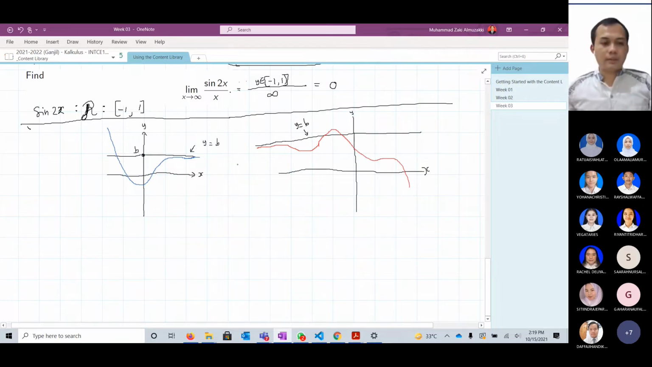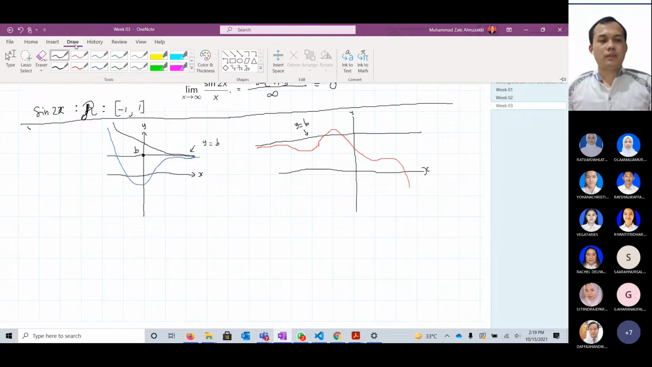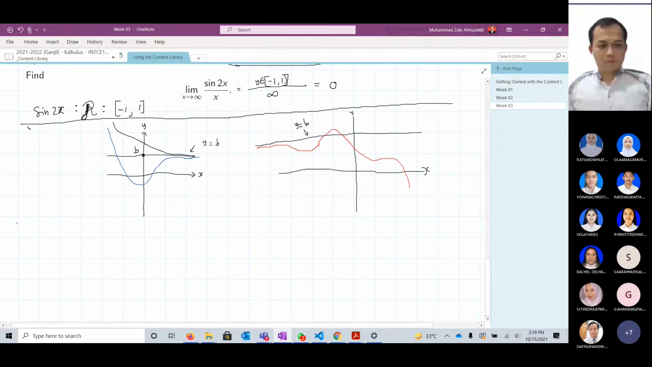Yeah. So for example, if we have a different function like this, okay, this kind of function, which goes to b from above. This is also, y equals to b is also the horizontal asymptote of this black function. Is it clear? Yes, sir.